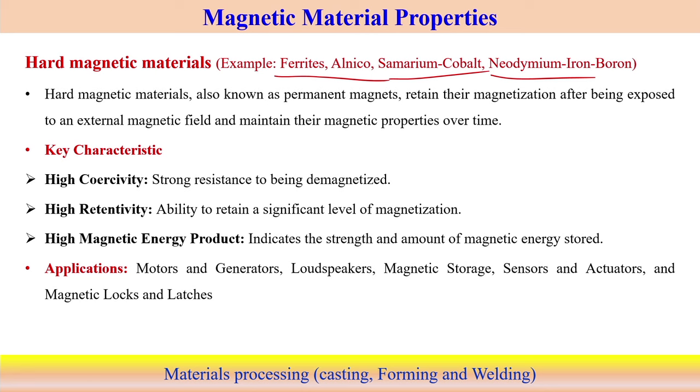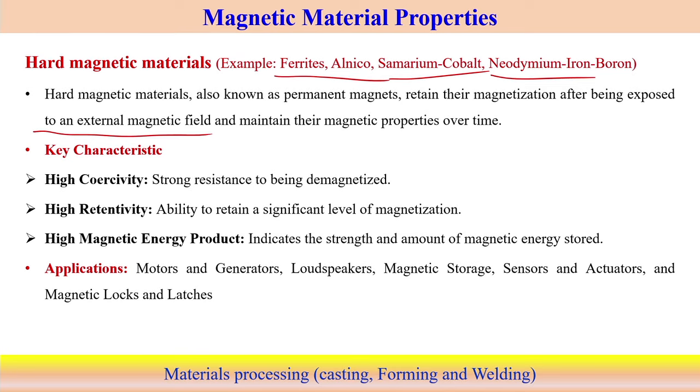They retain their magnetic properties even after being exposed to an external magnetic field. That means the magnetic field is always retained within the structure of this material, and of course it will at the same time be affected by the presence of an external magnetic field. But even in the presence of that, permanent or hard magnetic materials can retain the magnetization effect.